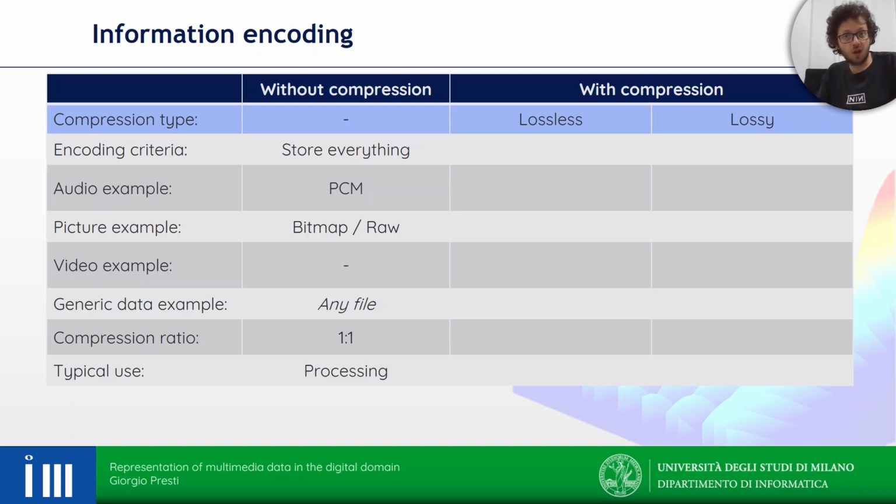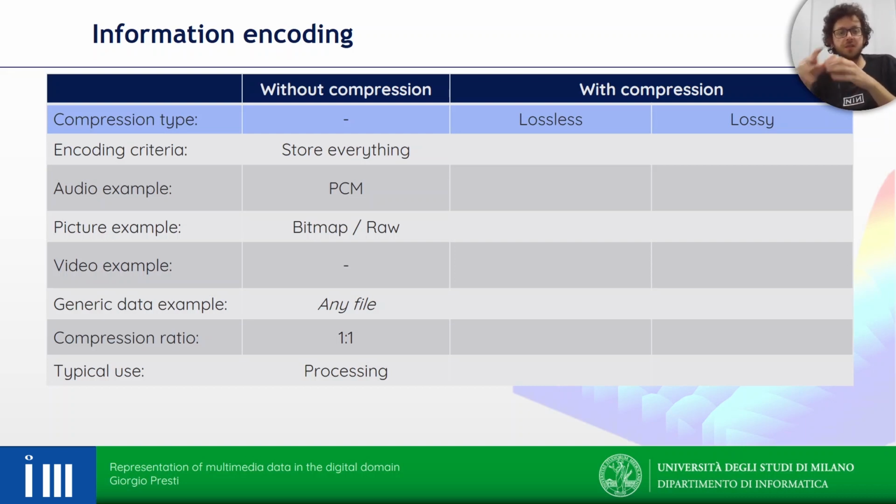And the typical use of uncompressed signals is to process them. As we said, if we want to increase the volume of a signal or increase the brightness of an image, we have to multiply each number representing the sound or the image by a certain constant. And doing this with a non-compressed encoded signal is quite easy. So this is the typical use for uncompressed signals.